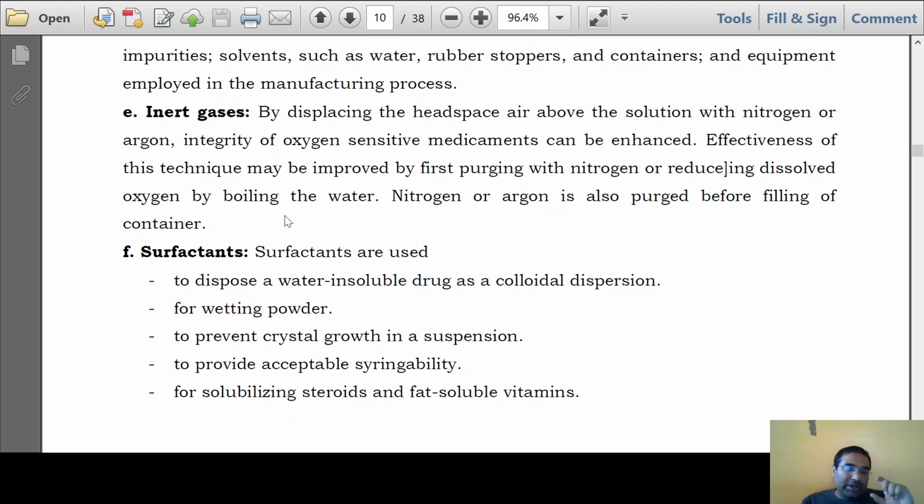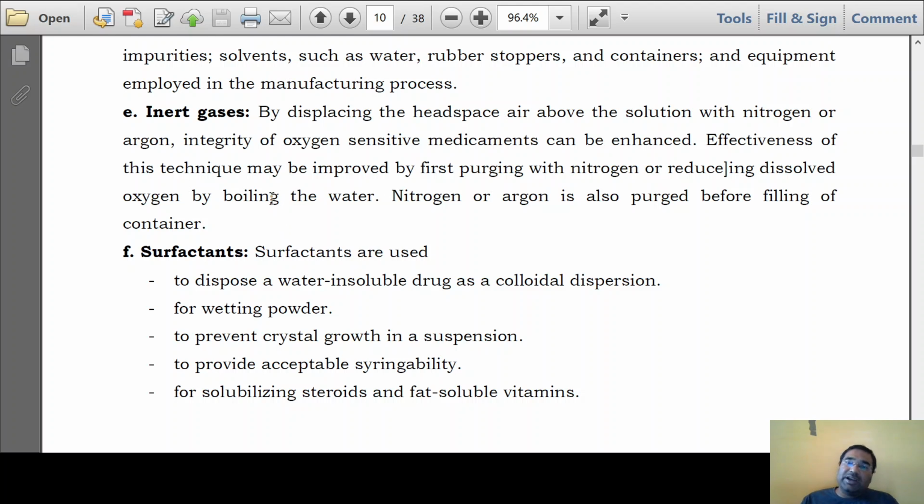Look, when you fill any type of container, the head space, that is the empty space inside the bottle, may contain oxygen, and that oxygen may cause oxidative degradation of the product. Hence, to remove that oxygen from the head space or the empty space present inside the vial or ampoule, you have to use the inert gases.